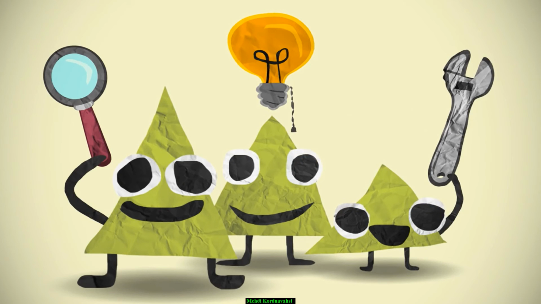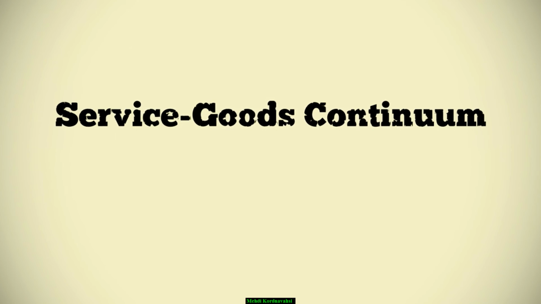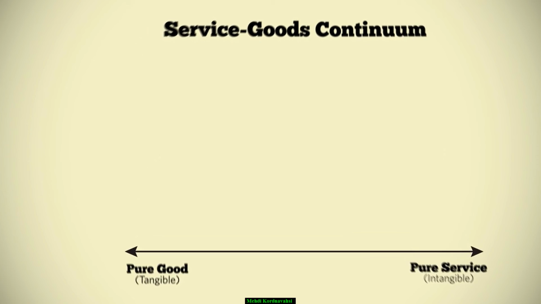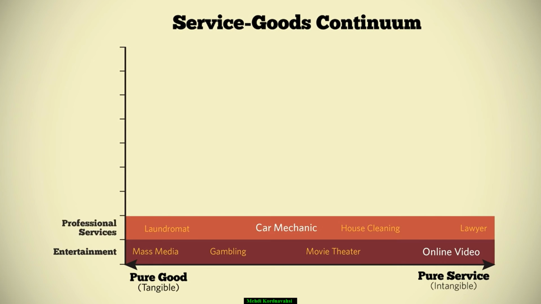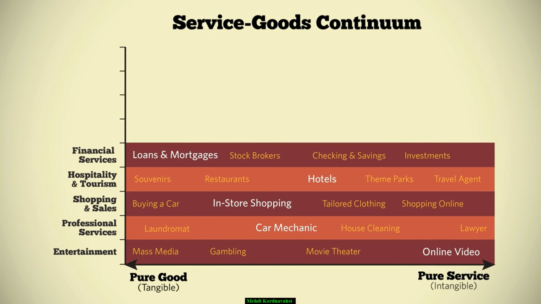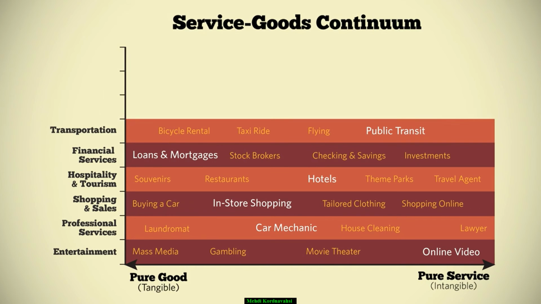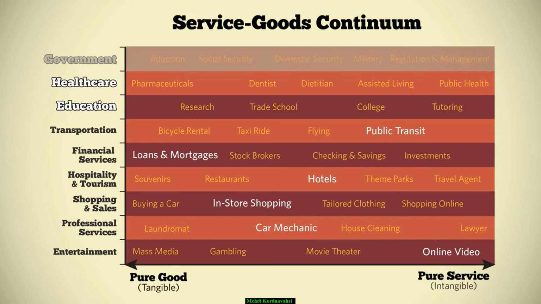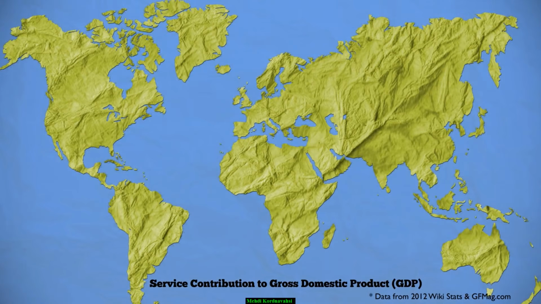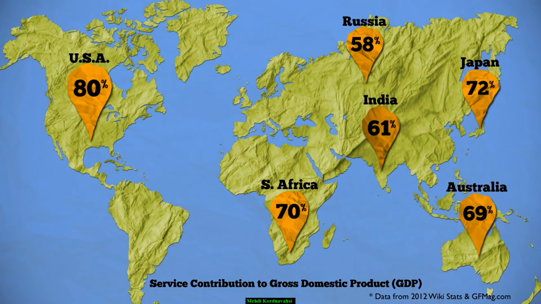Because you can't see them, you probably don't think about services too often, but they are everywhere, and you're interacting with dozens, if not hundreds of them every day. Services range from product-based to intangible, and from simple, such as online videos, car mechanics, and in-store shopping, to complicated, such as staying at a hotel, mortgages, and public transit, to highly complex, such as education, healthcare, and government services. As you can see, services affect most areas of our lives. Actually, services are so prolific that they now account for a majority of the world's GDP.